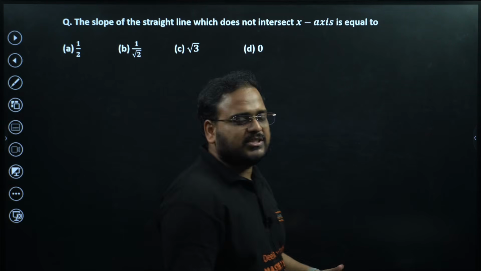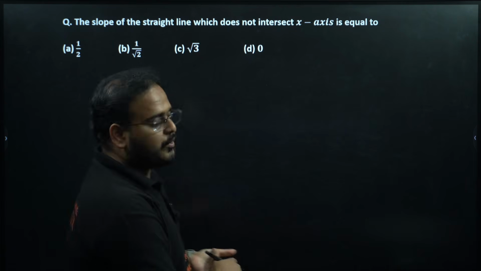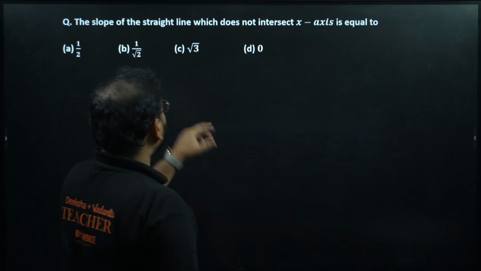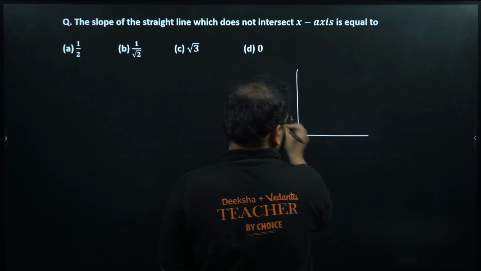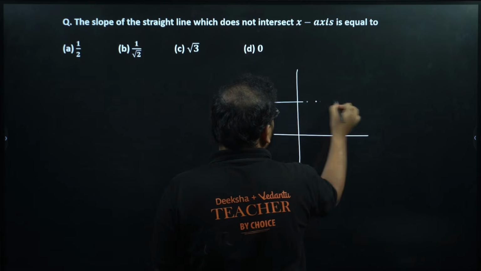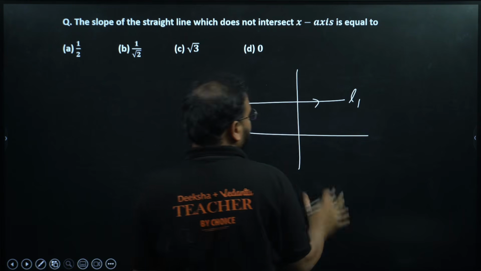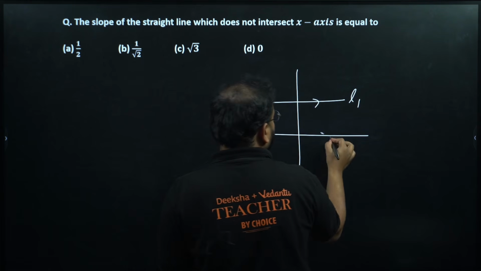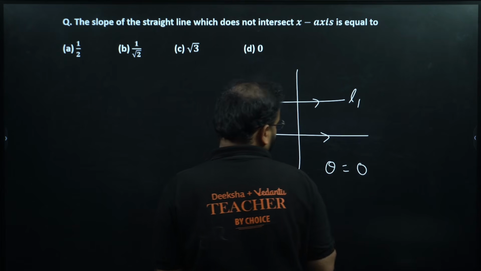All right. Problem solving now. Let's solve some questions on the application of the concept that we learned right now. So what do we have over here? The slope of the straight line which does not intersect the x-axis. Think about it. Does not intersect the x-axis means it will be parallel to the x-axis, right? Any line L1 which is not intersecting the x-axis means parallel to the x-axis. So what's the theta value over there? Theta value is 0.